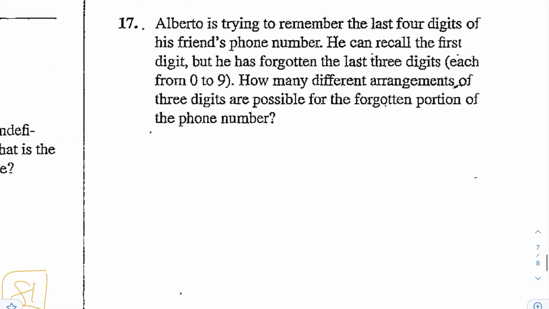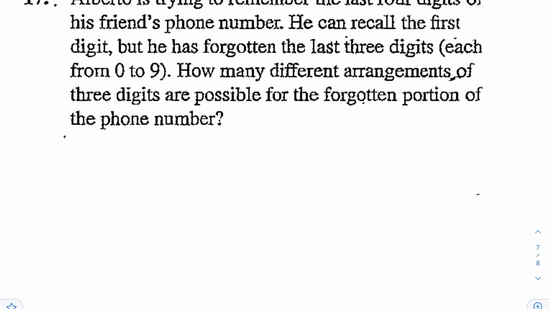All right, next for number 17. Alberto's trying to remember the last 4 digits of his friend's phone number. He can recall the first digit, but he's forgotten the last 3, each from 0 to 9. How many different arrangements of 3 digits are there for the forgotten portion?